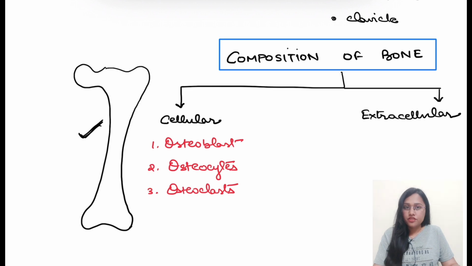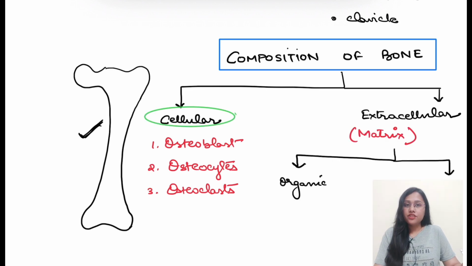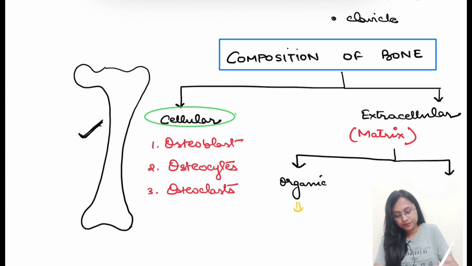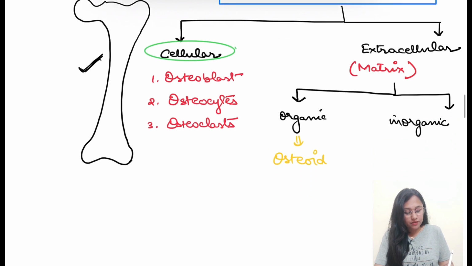So what are the functions of these cells? I have a cute little image to show these functions. Now what is the extracellular component? The extracellular component is basically the matrix, which can be organic or inorganic. The organic one is the osteoid. Let me write it for you. It is the osteoid.